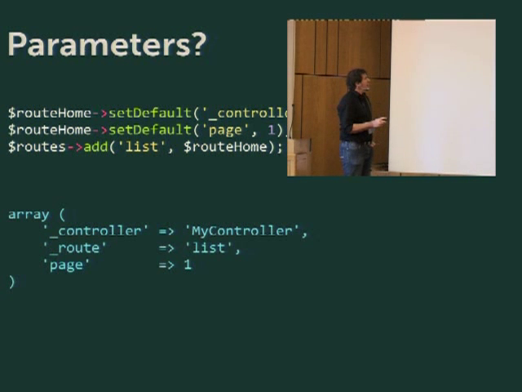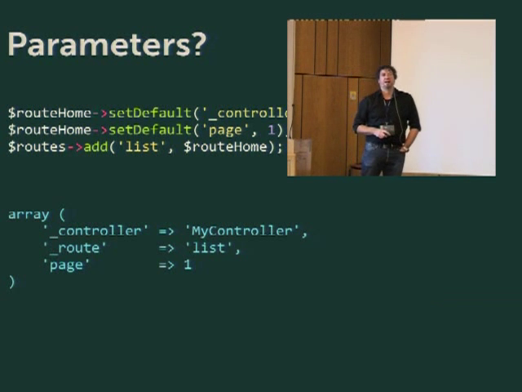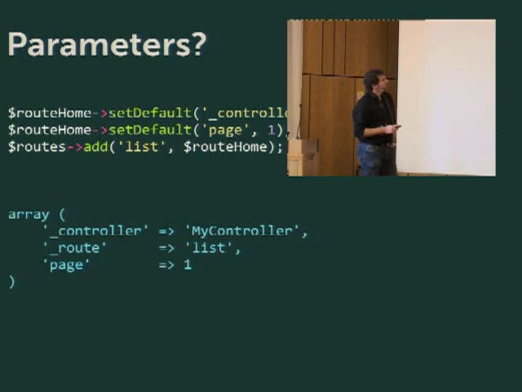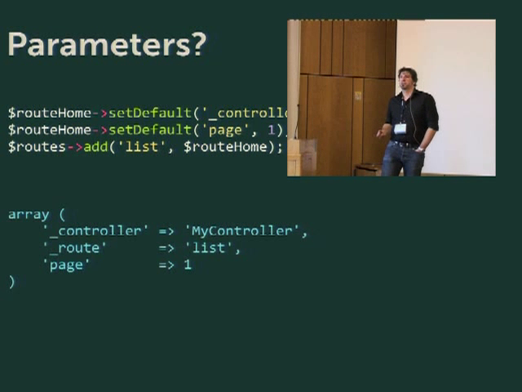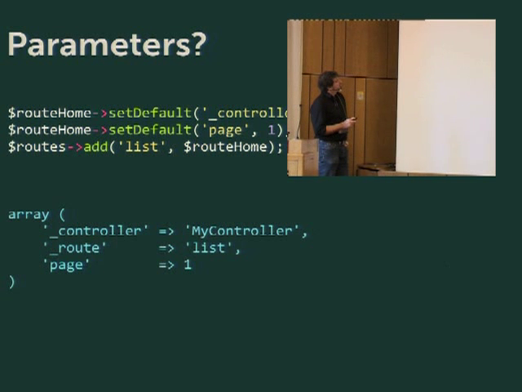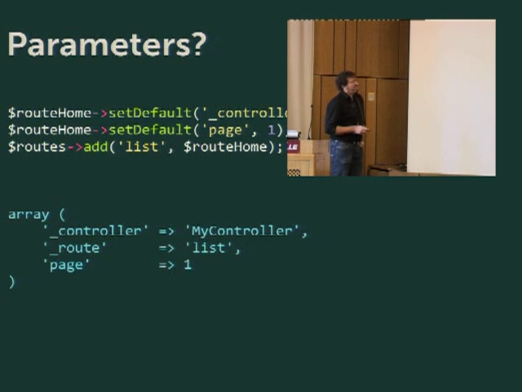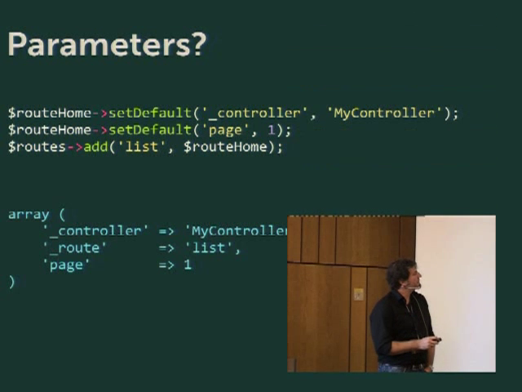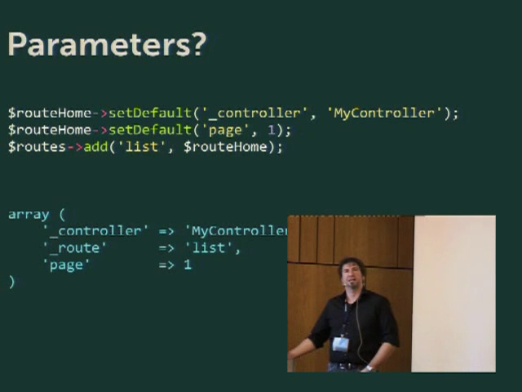Those parameters are simply an associative array that is the result of my matching process. In this case, I've chosen to have just a class name as a controller value instead of a closure. The routing component will also add an underscore route key that will contain the name of the route that was matched. I can use that later on to do stuff like menu highlighting. And I can also have defaults that have nothing to do with the original request that are now part of my routing parameters. So I have a default page, for example, if nothing else was passed.